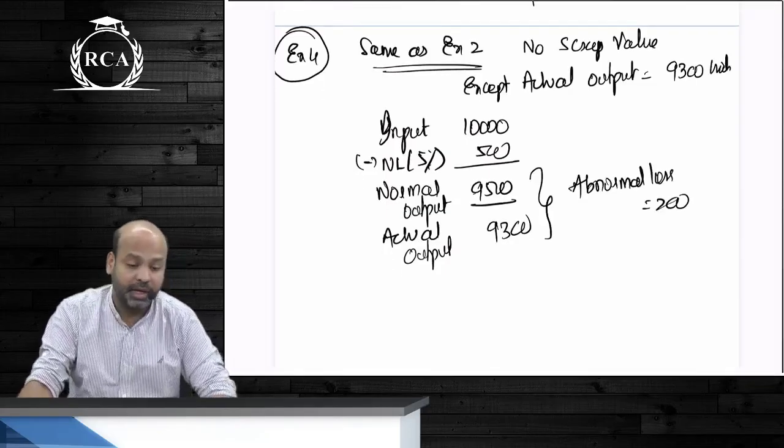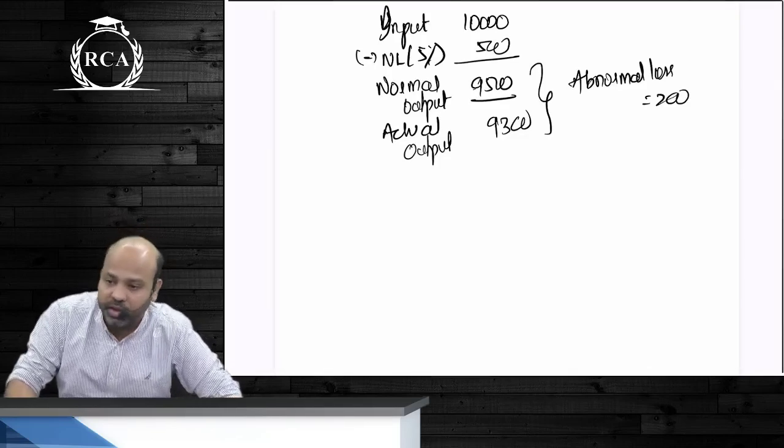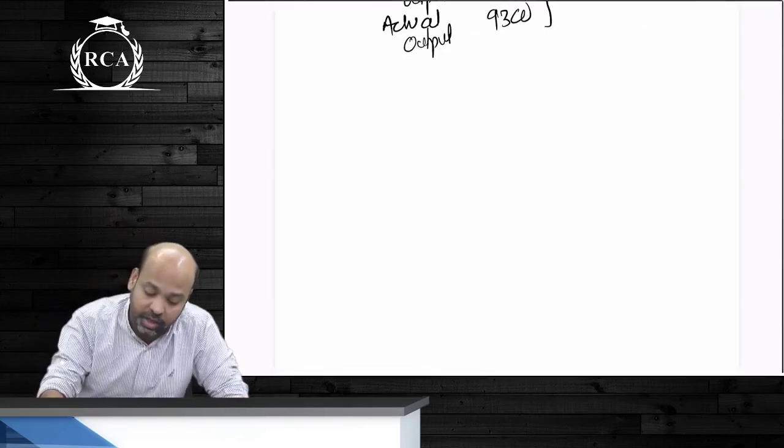Only scrap value of normal loss is adjusted against the cost of remaining good units, not the cost of abnormal loss. Yes or no, children?